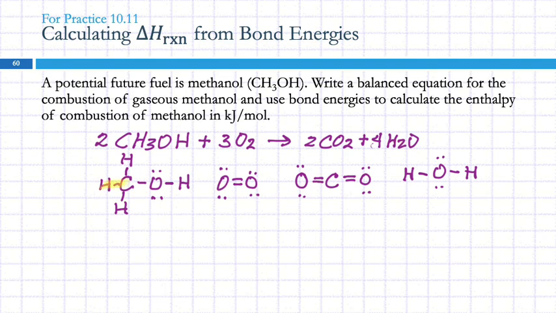Well, to take this guy apart, we're going to have to break some carbon-hydrogen bonds. So there's 3 carbon-hydrogen bonds, 3 moles of carbon-hydrogen bonds in 1 mole of this compound. Yes? And we have 2 moles of it. So that's 2 times 3 CH bonds.